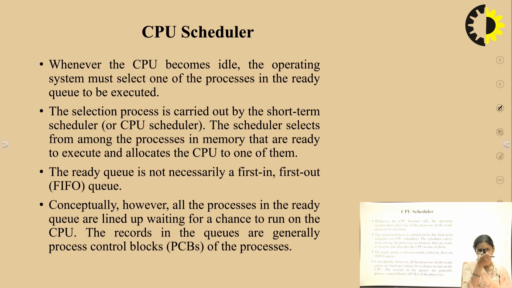Starting with the CPU scheduler, whenever the CPU becomes idle, the operating system must select one of the processes in the ready queue to be executed. How does this selection happen? The selection is carried out by the short term scheduler. The scheduler selects from among all the processes in memory that are ready to execute, takes one of them and allocates the CPU to it.